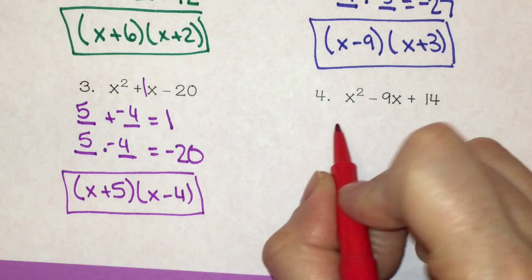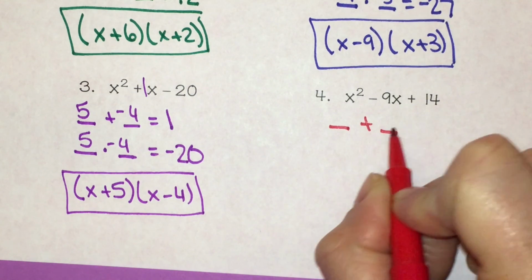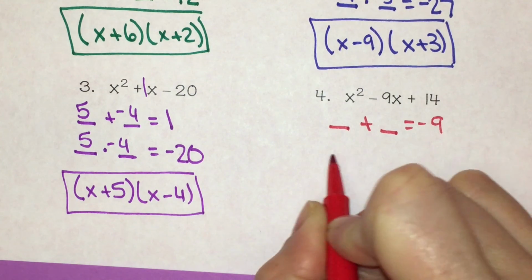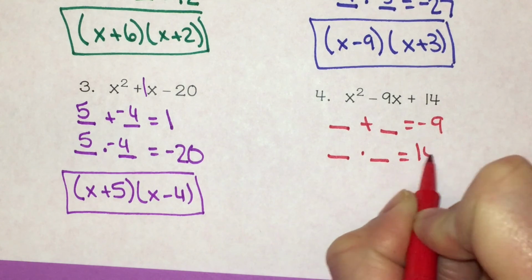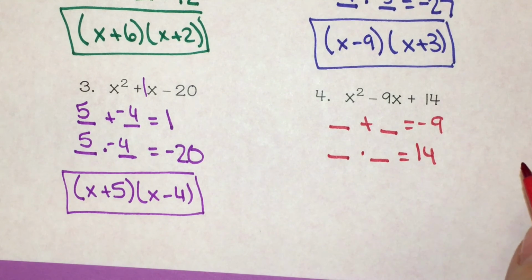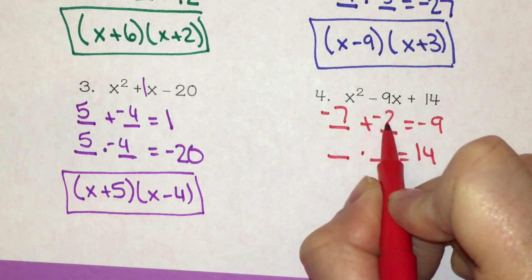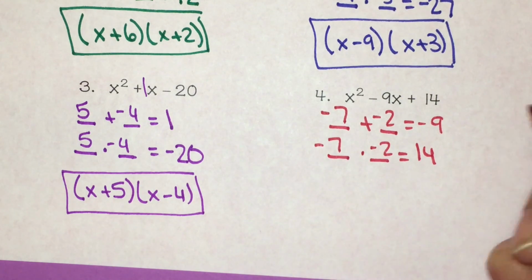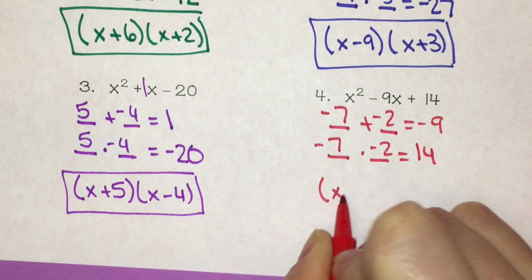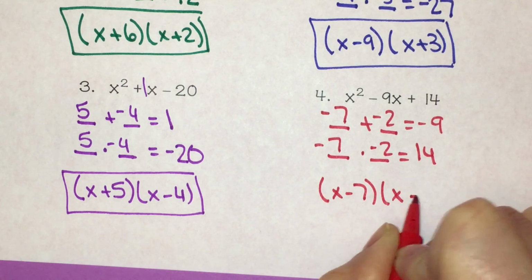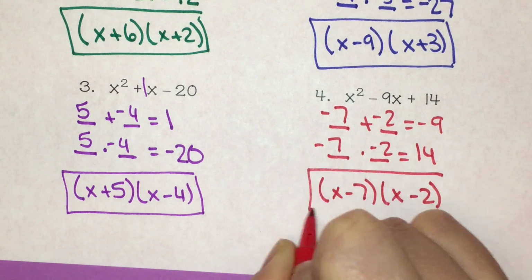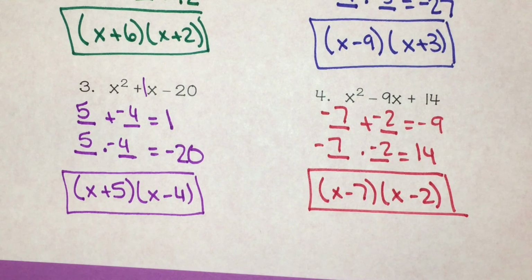Okay, then over here, what we need to figure out is what we add to equal negative 9, what we multiply to equal 14. On this one, they're both negative, so we have negative 7 and negative 2. Okay, so we have x minus 7 times x minus 2. Hopefully you were able to factor these quadratics.